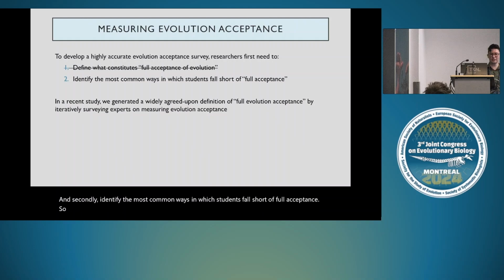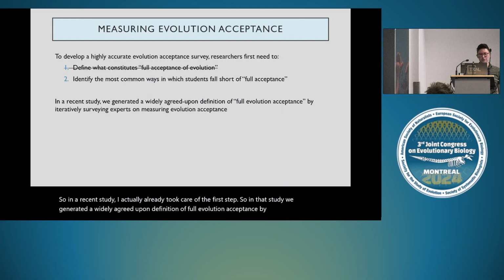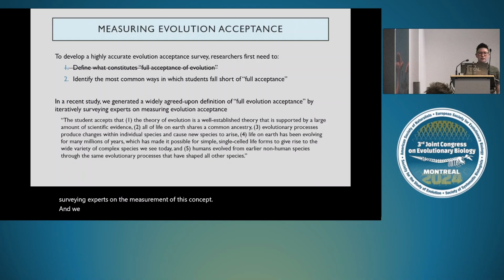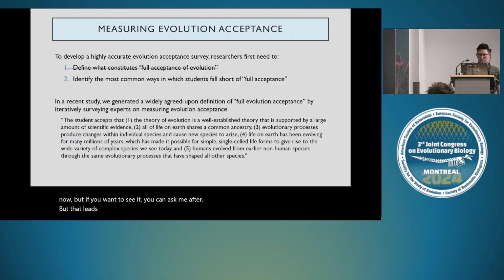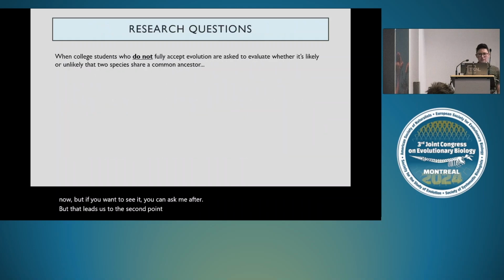So in a recent study, I actually already took care of the first step. In that study, we generated a widely agreed upon definition of full evolution acceptance by iteratively surveying experts on the measurement of this concept. And we generated this long and detailed definition, which I will not fully read out to you now, but if you want to see it, you can ask me after. But that leaves us to the second point here, which is what led to my research questions for this study.